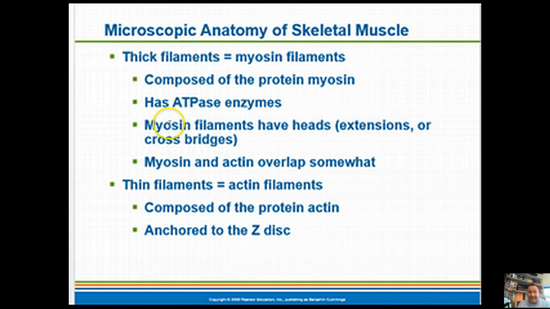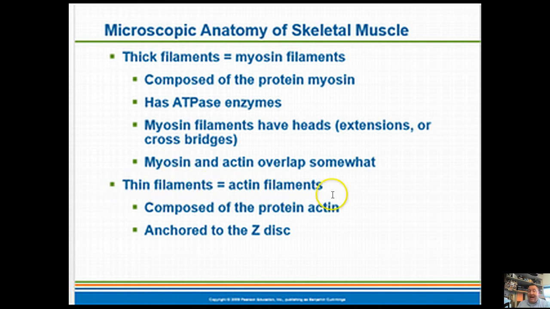Also, when I take a look at these thick filaments, they have these little tiny heads or extensions that we call myosin heads. That is one of the things that's very characteristic of the myosin filaments themselves. They do overlap actin just a little bit. Those areas where they overlap the actin tend to be those areas where we see those A bands a lot of the time. Those dark bands are where we tend to have an overlap, minus that one point where we have the M line.